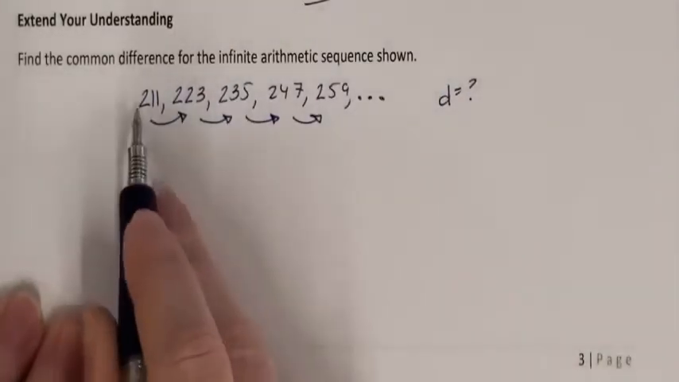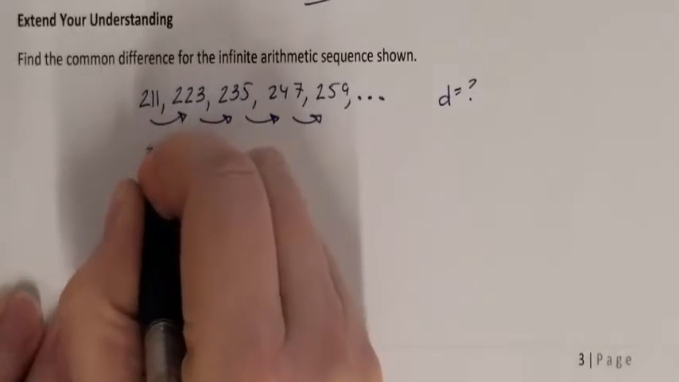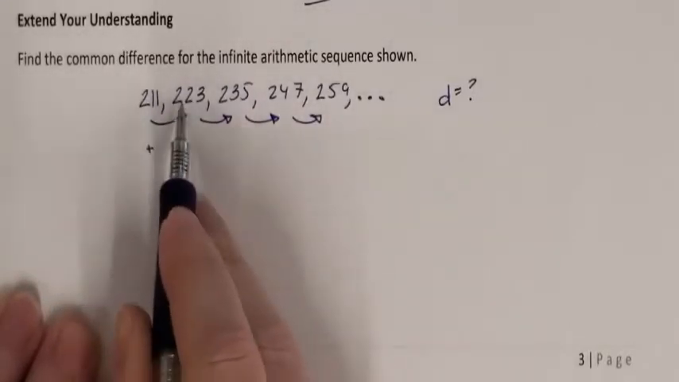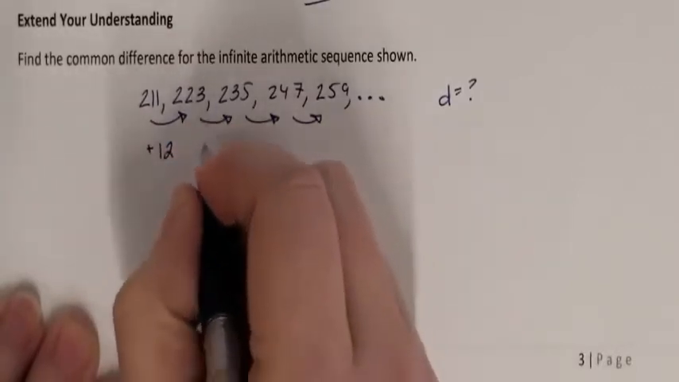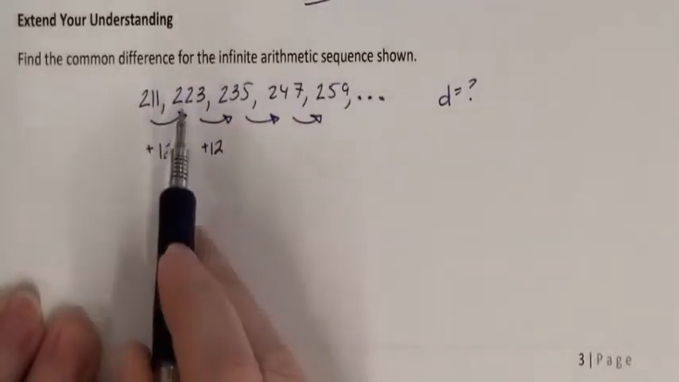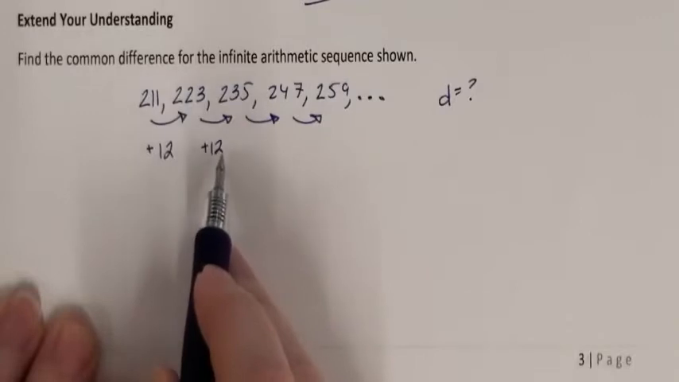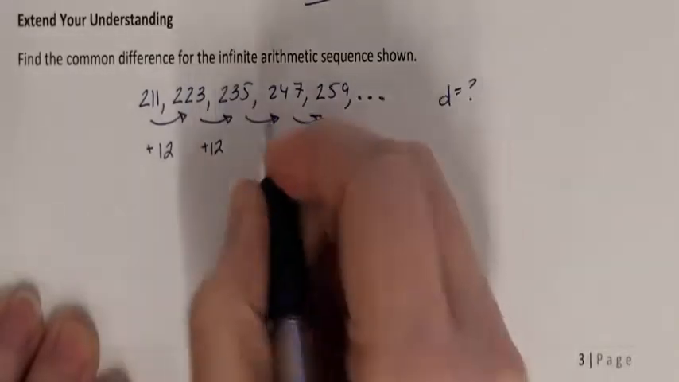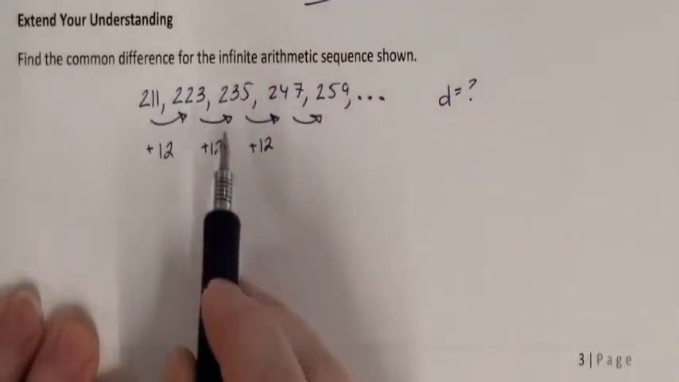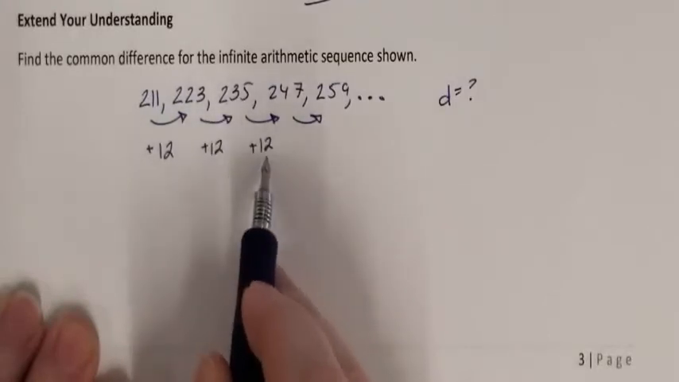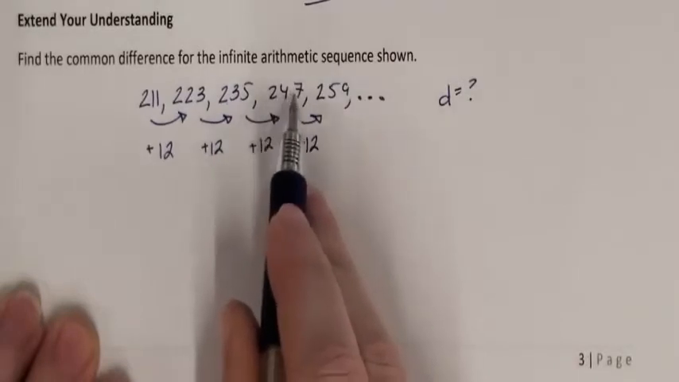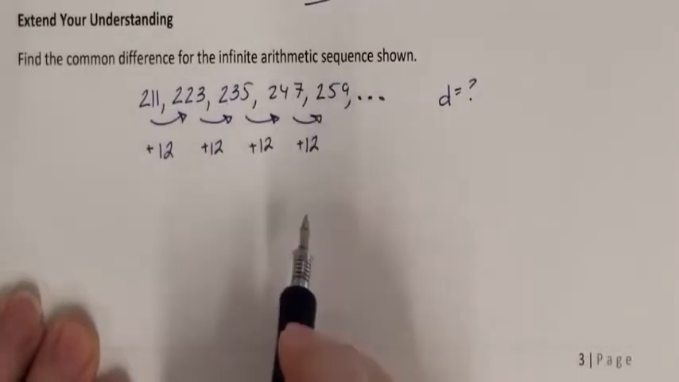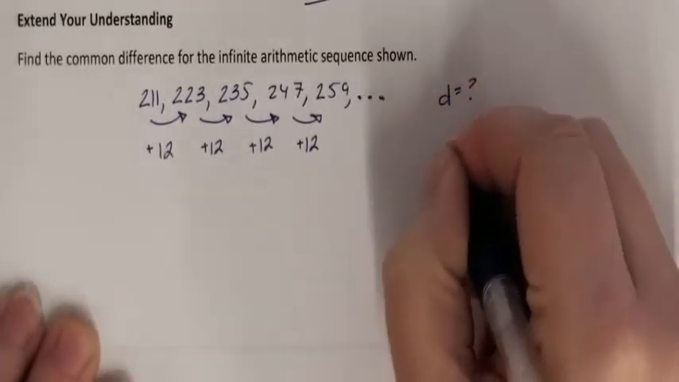So if I'm at 211, what did I add to 211 to get 223? You would have added 12. Well, do I add 12 again to get the next one? So 223 plus 12, is that 235? It is. Double check to make sure that you're good the whole way through. 235 plus 12 is 247. One more to double check. 247 plus 12 is 259. So my D is 12.